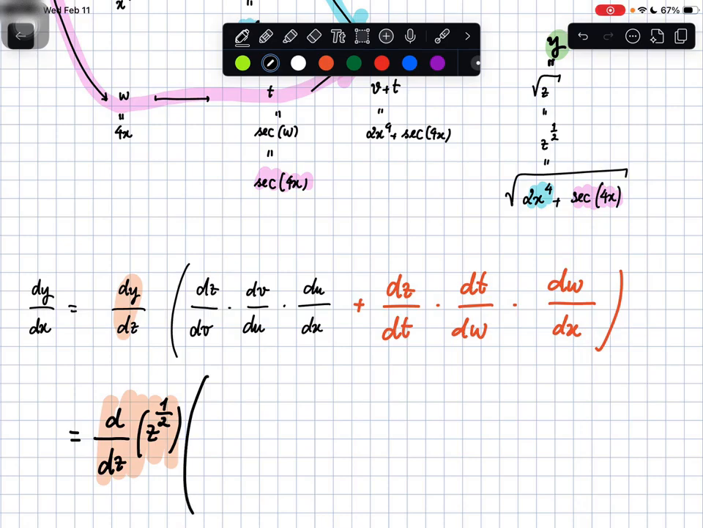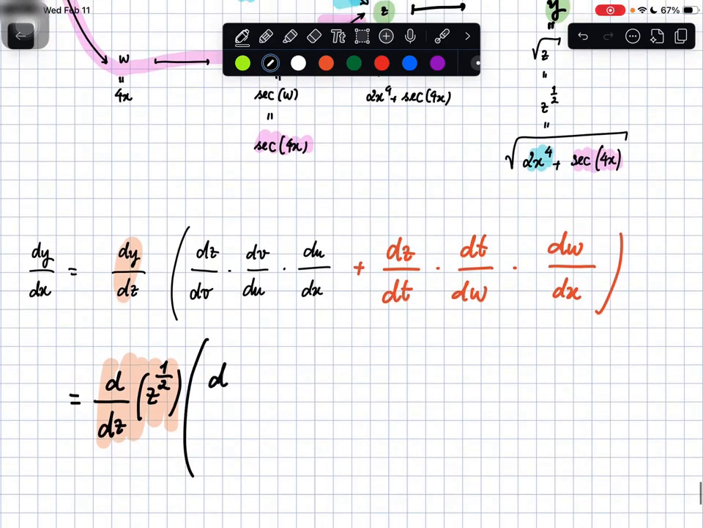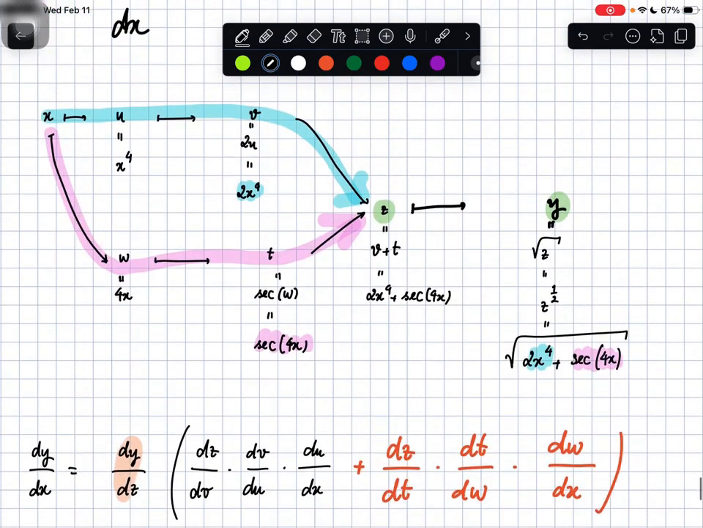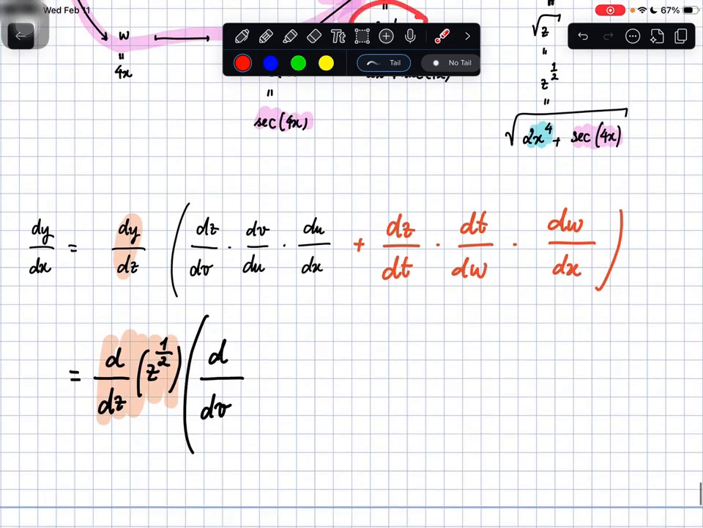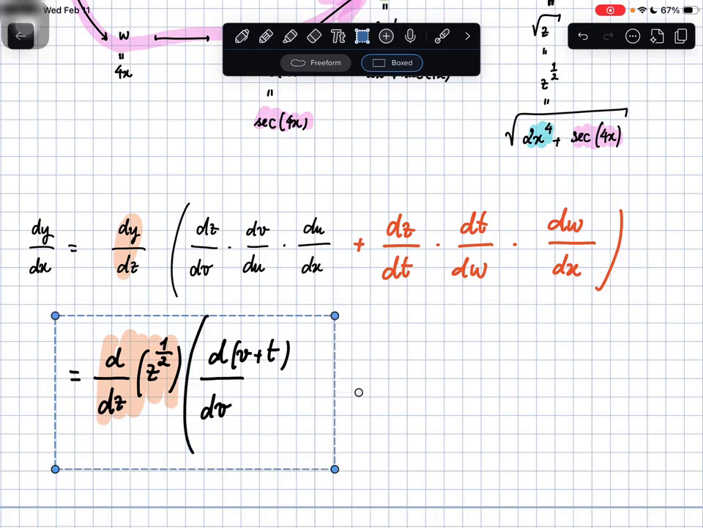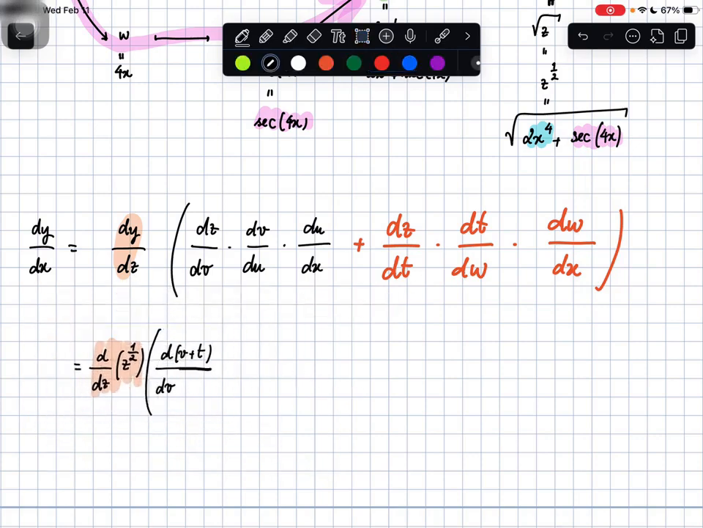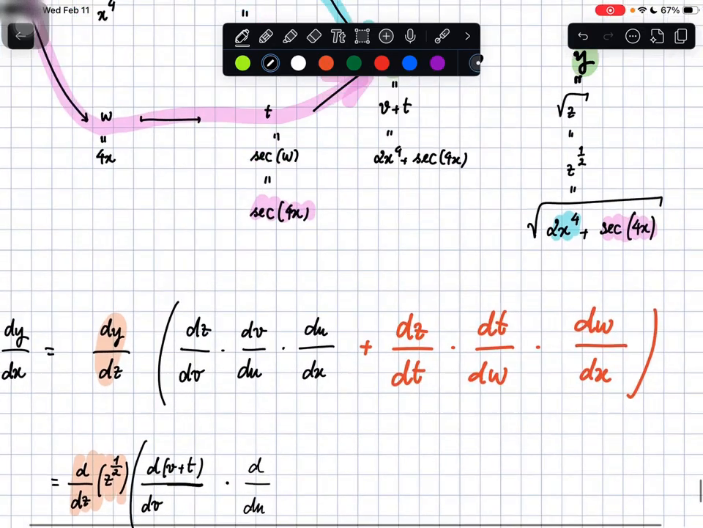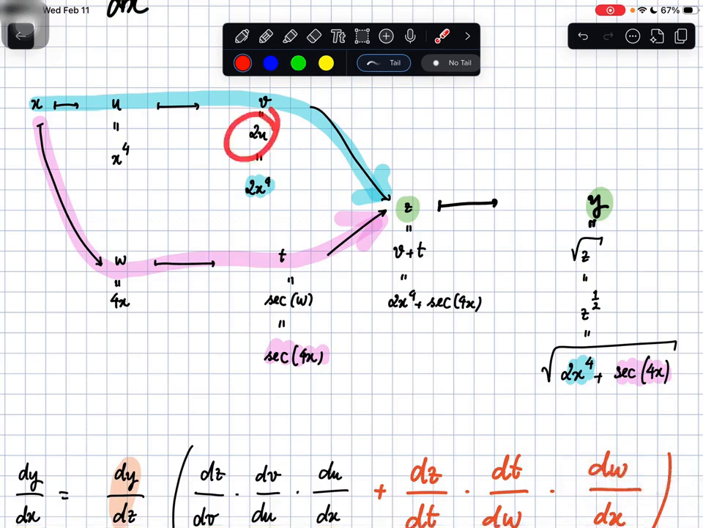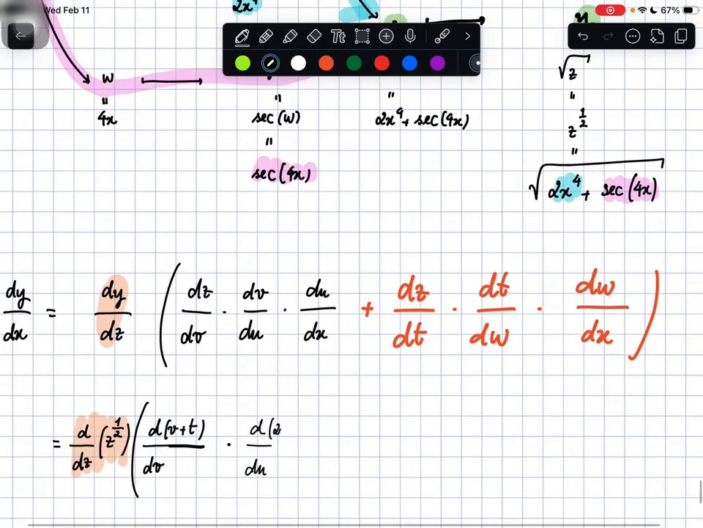Now inside you have dz over dv. z is v plus t, so this is this one. Then dv over du: v is 2 times u. I copy this whole thing.